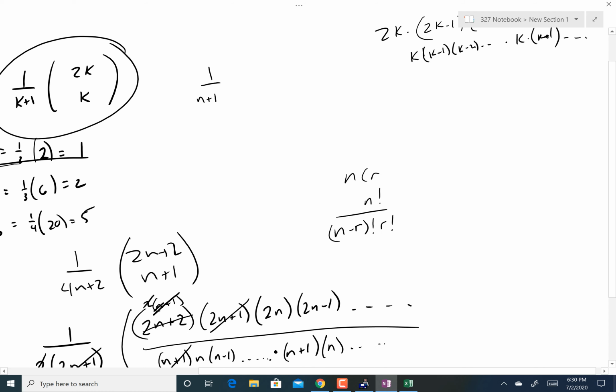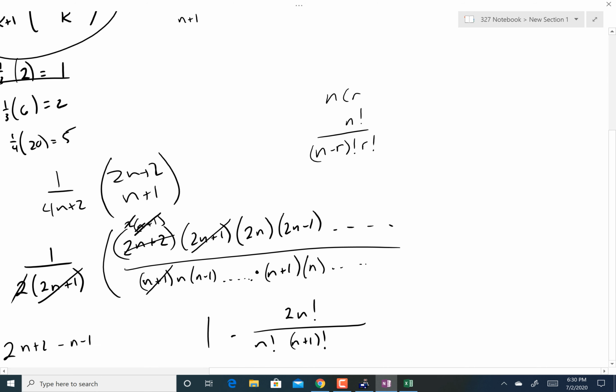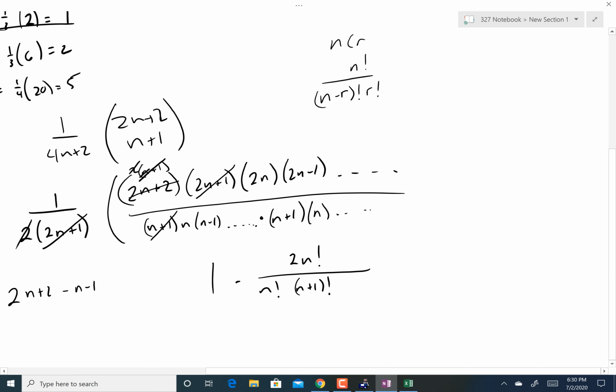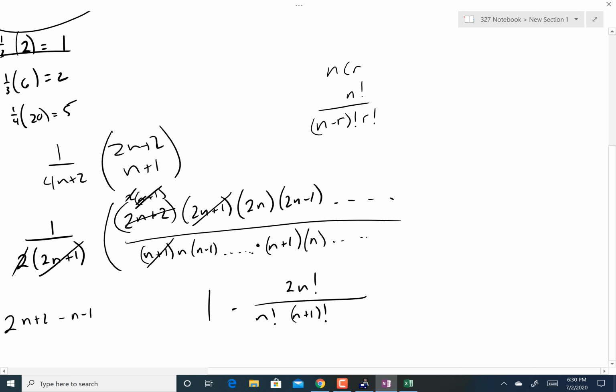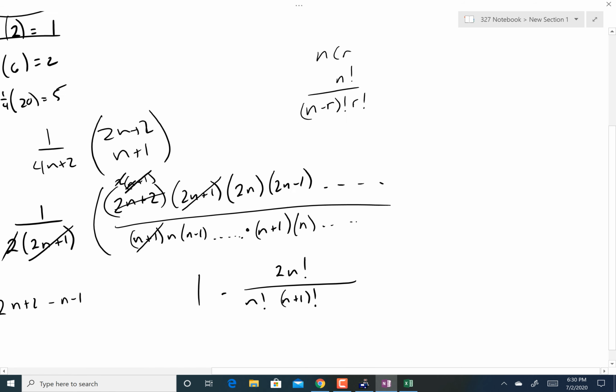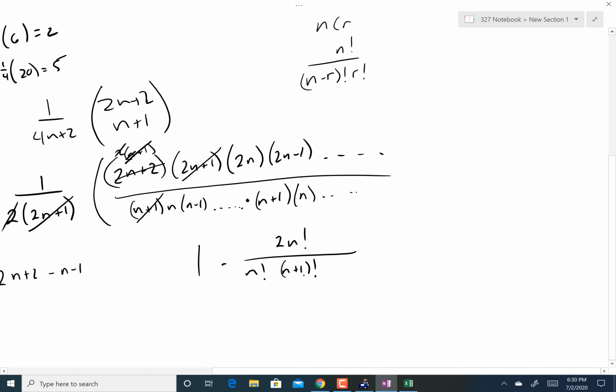Well, right here, we have very similar to this. Can you see that? Okay, we have 2n factorial on top. That's what we got over here. We've got an n factorial on the bottom, but what we have here is we have (n plus 1) factorial. Well, (n plus 1) factorial is the same as (n plus 1) times n factorial.